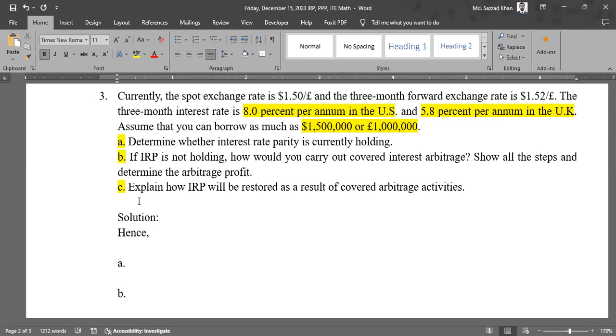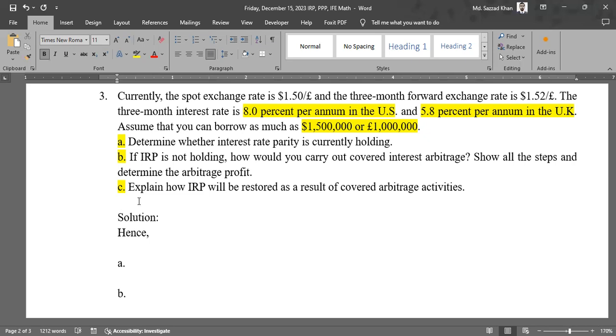Assume that you can borrow as much as $1.5 million or £1 million. So you have 2 options. You can borrow $1.5 million or we can borrow £1 million. Which one you should borrow depends on which country has the higher investment opportunity. So you need to see, before we invest, whether interest rate parity is available or not.